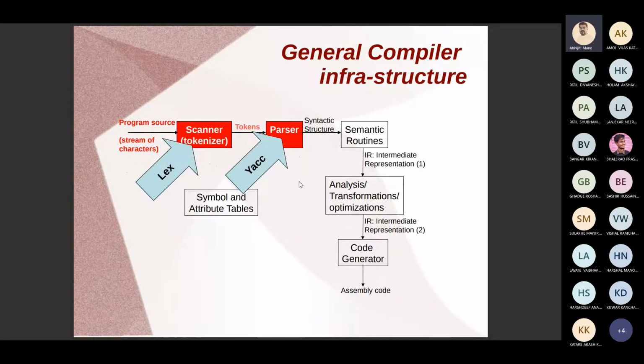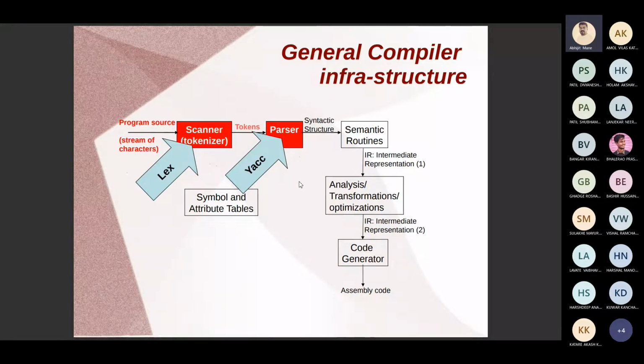Next, this is the general compiler infrastructure, where we have already seen all the 6 steps. The first is the program, the stream of characters, which is passed to the scanner, that is, the tokenizer.